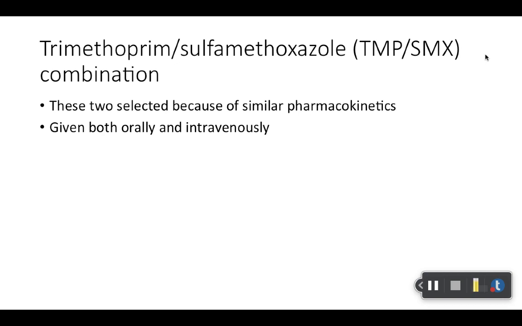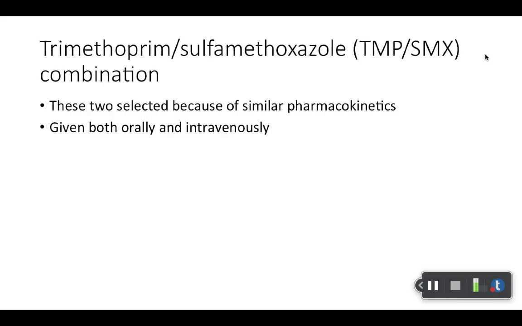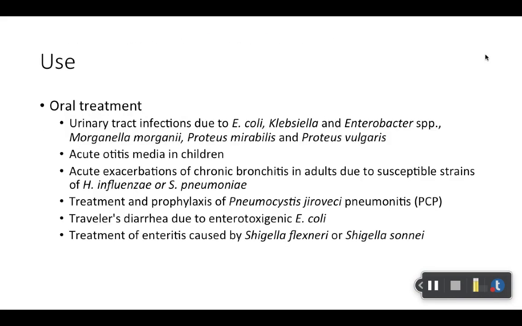And then as far as dosing goes, historically you didn't have to use a double strength, but now it's always double strength. So that's 800 milligrams over 160 milligrams. It's 800 milligrams of the sulfamethoxazole, and 160 milligrams of the trimethoprim. And the reason I mention that is because that's what you prescribe when you prescribe Bactrim. You prescribe Bactrim DS, which is 800 over 160.